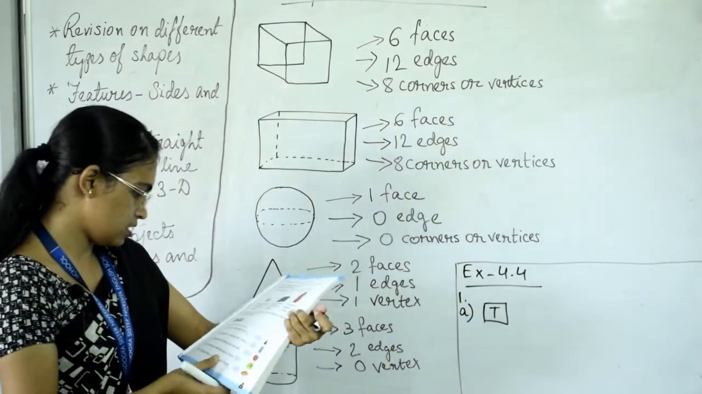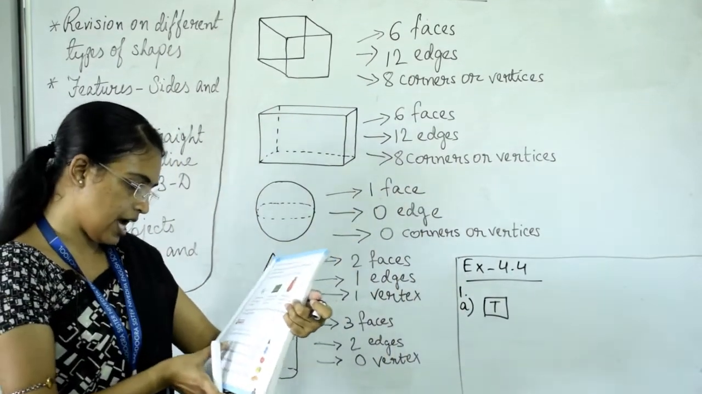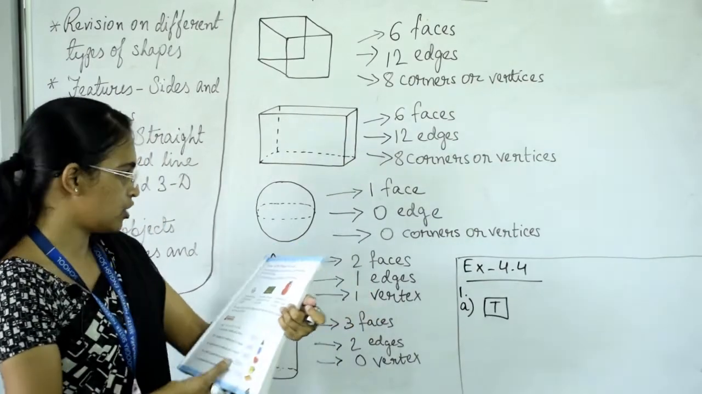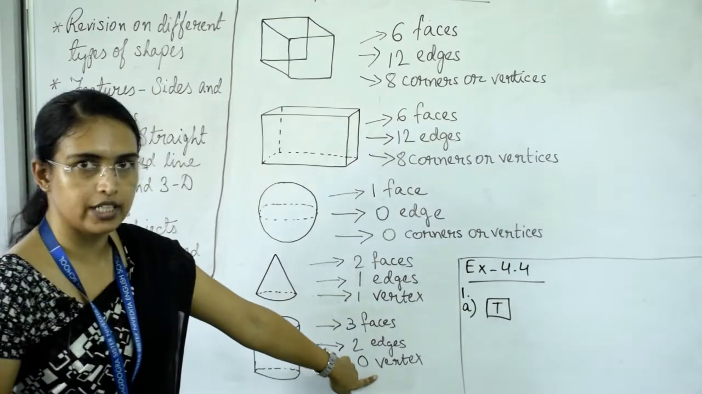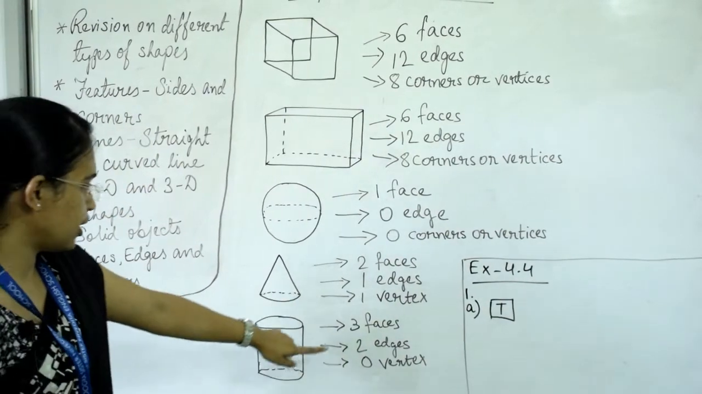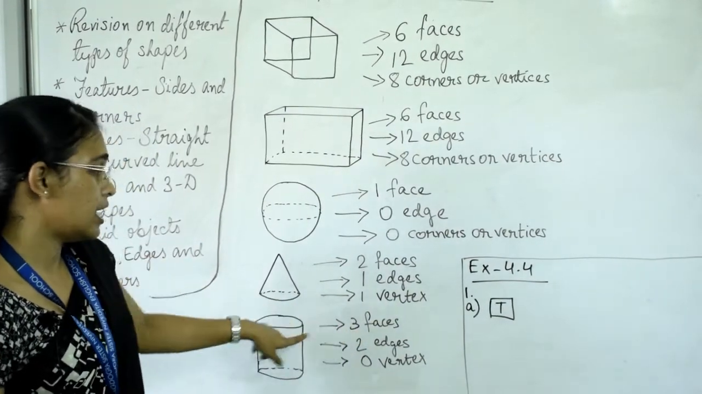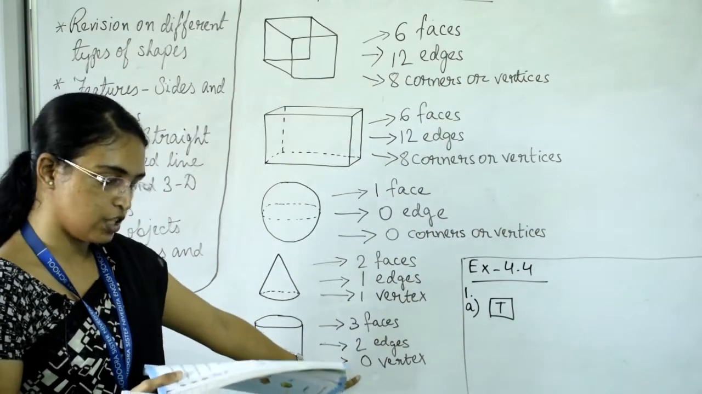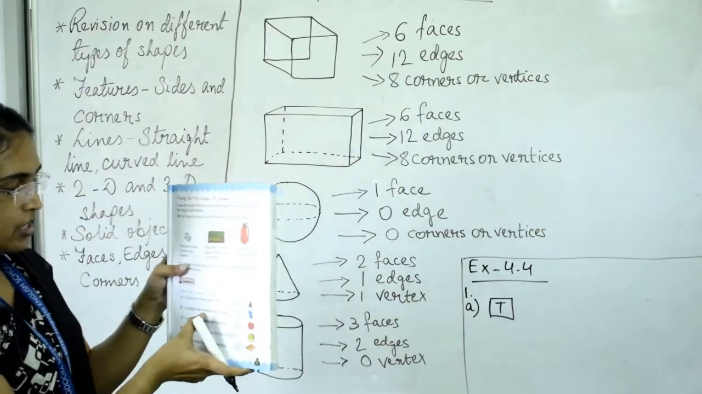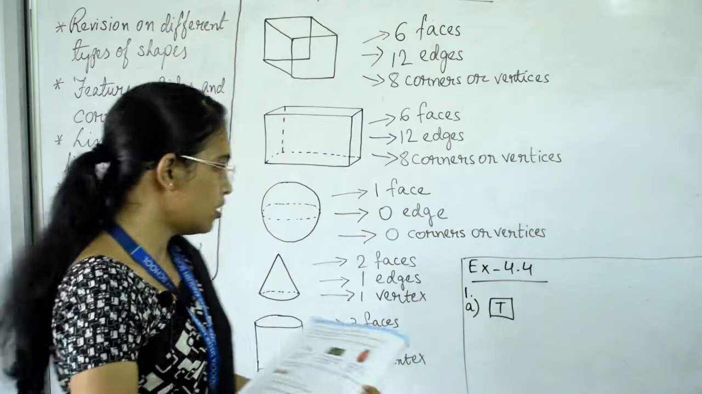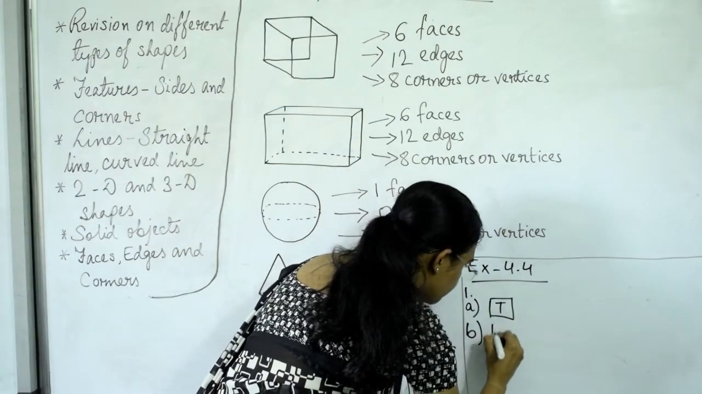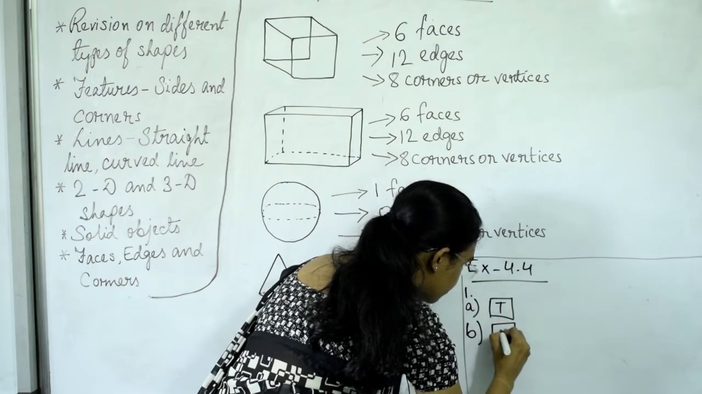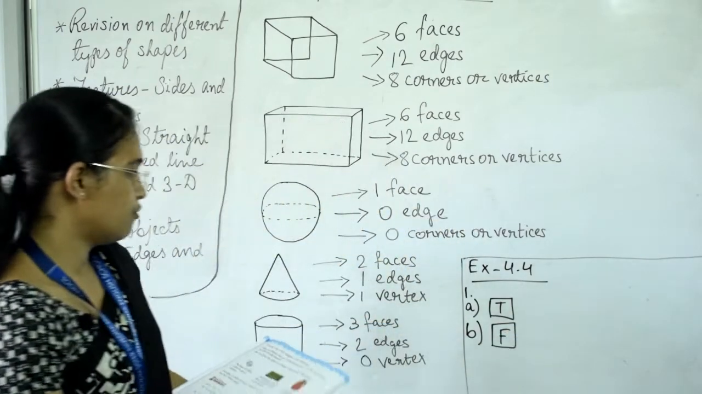Now next is number B, a cylinder has three vertices and three faces. This is cylinder. Cylinder has 0 vertex and 3 faces. Yes, cylinder has 3 faces but 0 vertex. But in the question it is written 3 vertices. So the question is false. So write here F. Number B is false.